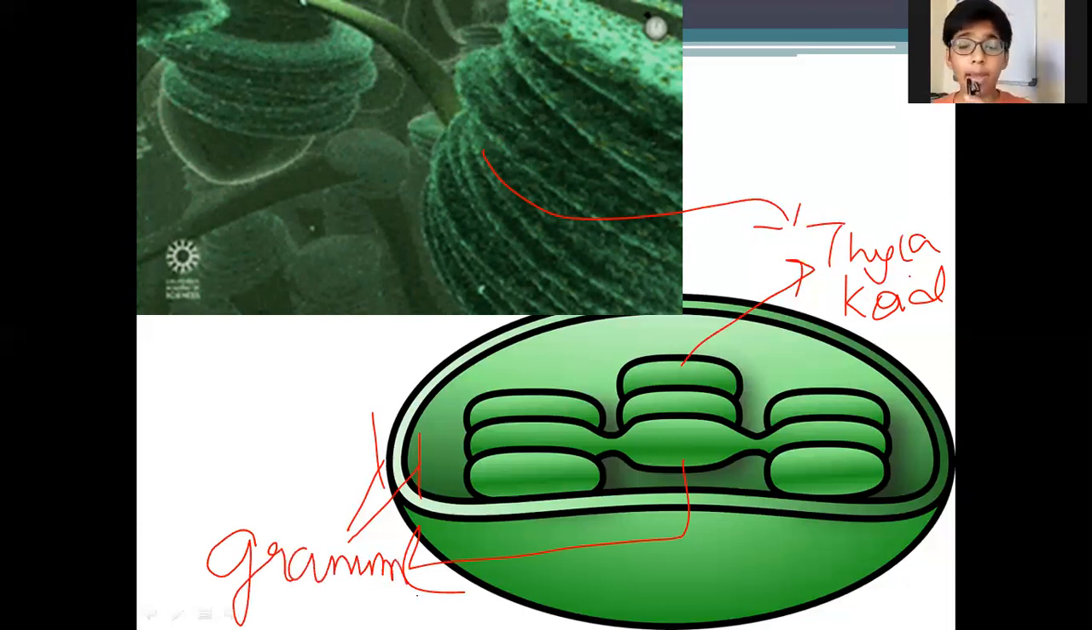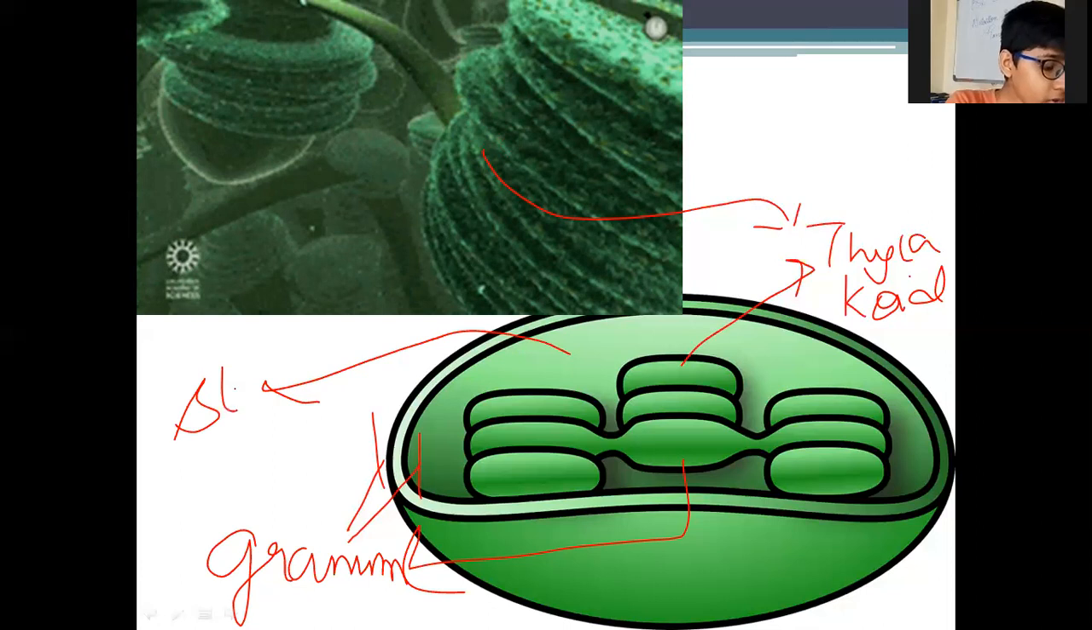Okay, and this chloroplast has a liquid in it. There is a semi liquid here. This fluid is called stroma. This is called stroma.